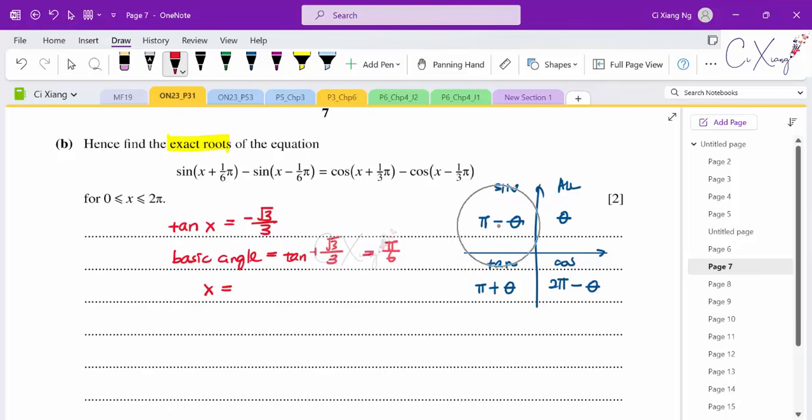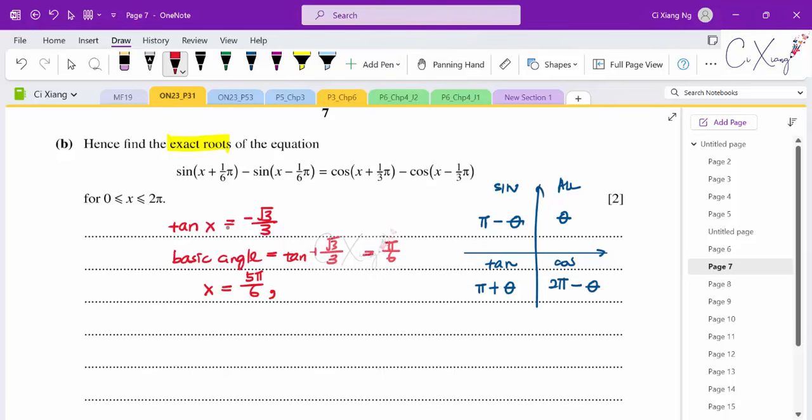So I want to accept the answer from here. So to get the answer from this quadrant, you have to take pi minus the basic angle. So the basic angle that we got just now is pi over 6. So that means you take pi minus pi over 6 and you get 5 pi over 6. All right, so second quadrant tangent is negative.